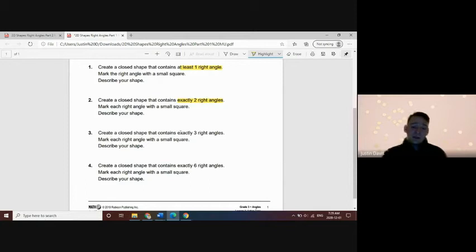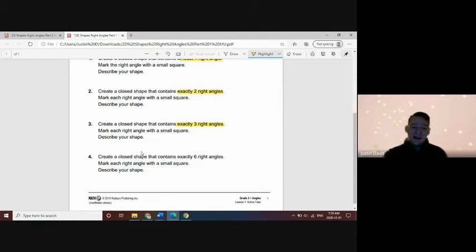Next, create a closed shape that contains exactly 3 right angles. Mark each right angle with a small square, describe your shape. And finally, create a closed shape that contains exactly 6 right angles. Get your creativity hat on. Make sure it's on tight, because you'll need to be creative to create a shape with 6 right angles, no more, no less, exactly 6. And you're going to mark each right angle with a small square and describe your shape.